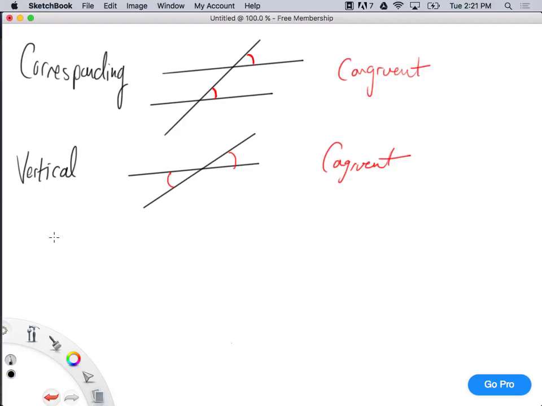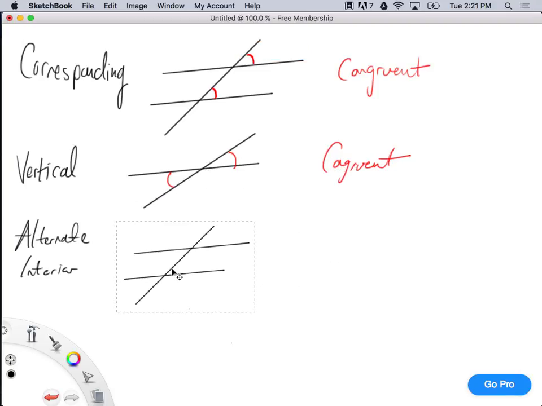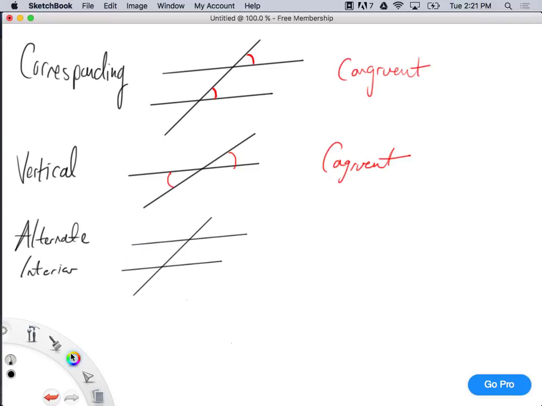Next. Alternate interior. Alternate interior angles are on the inside, right? And on the opposite side of the transversal. What do I know about alternate interior angles? Congruent. Okay.